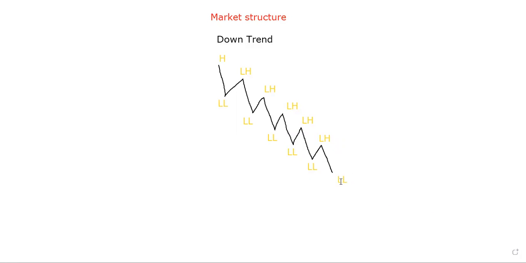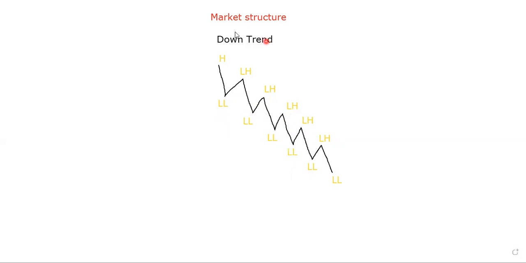So guys, these are the basics of market structure. When the market is moving up, it moves in a series of higher highs and higher lows. When we are on a downtrend, it's a series of lower lows and lower highs. Let me show you. These are the lower lows and lower highs, lower lows and lower highs.